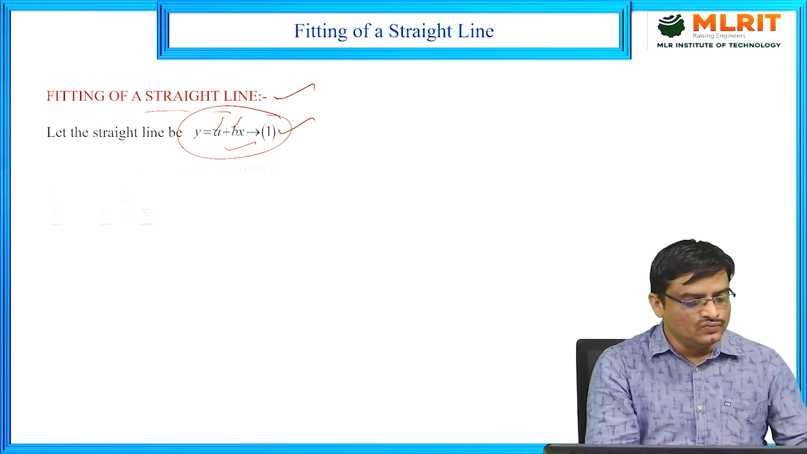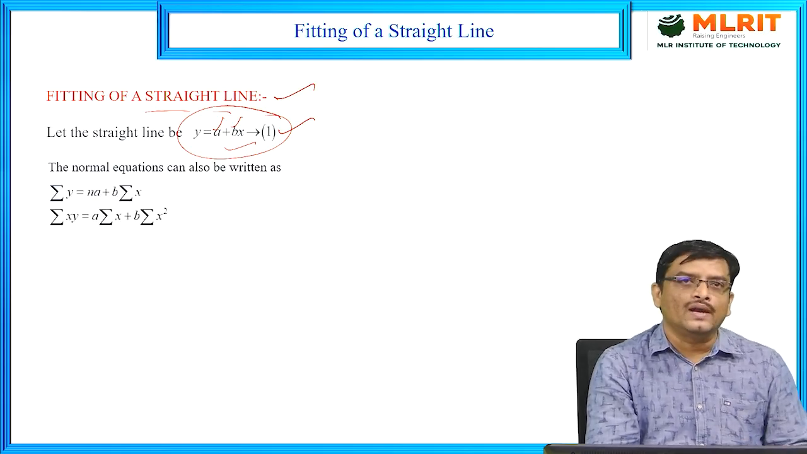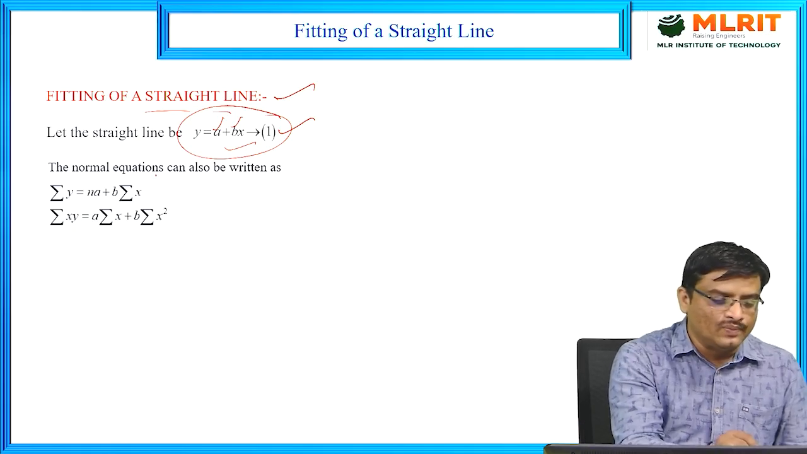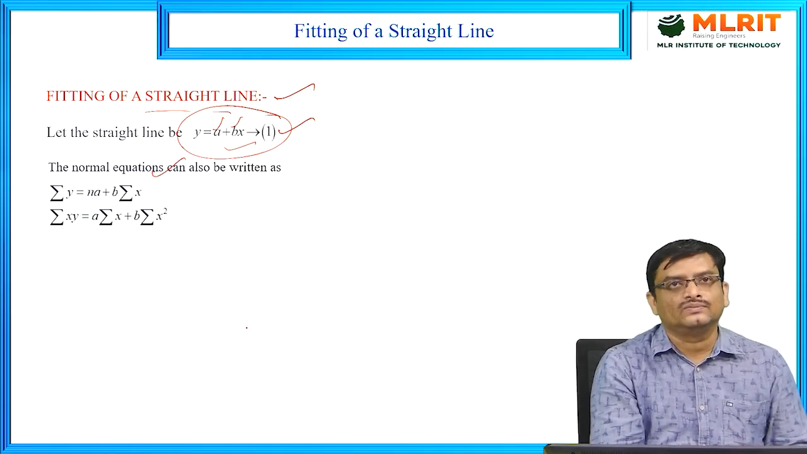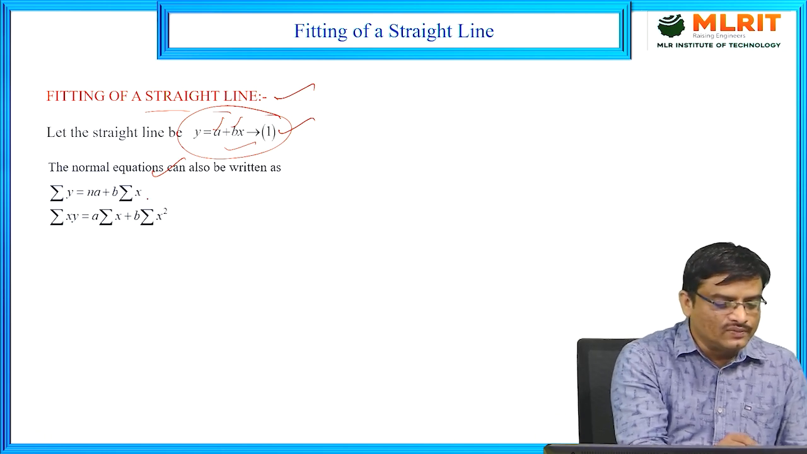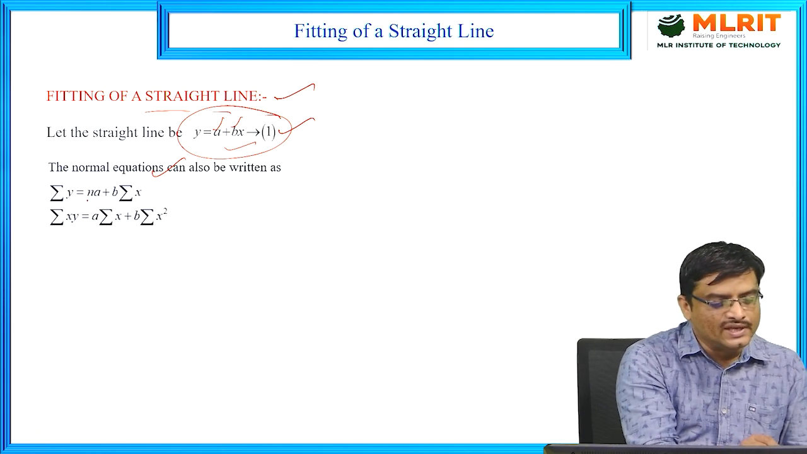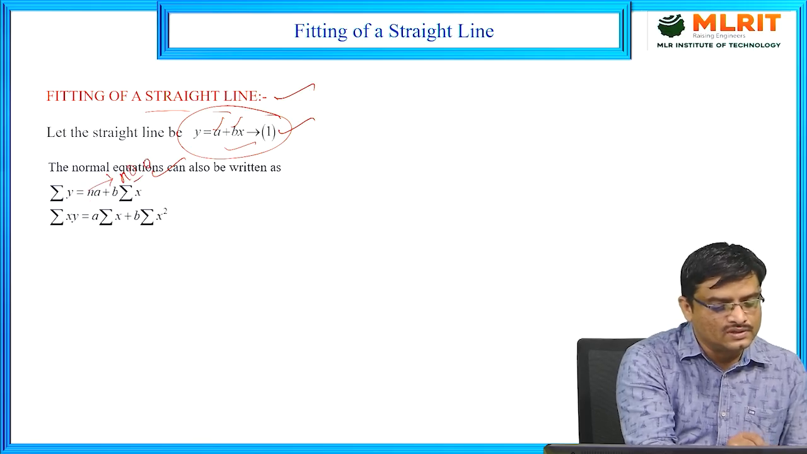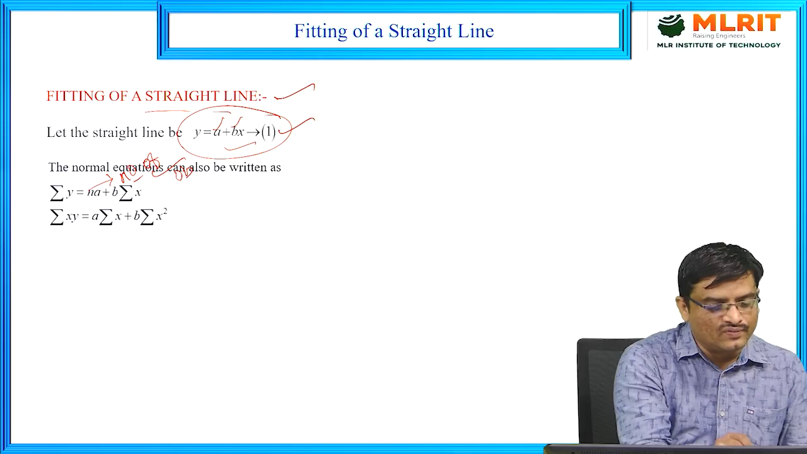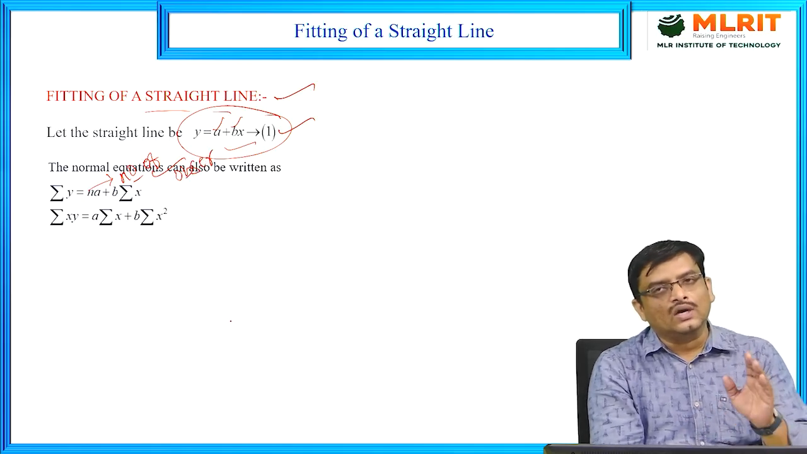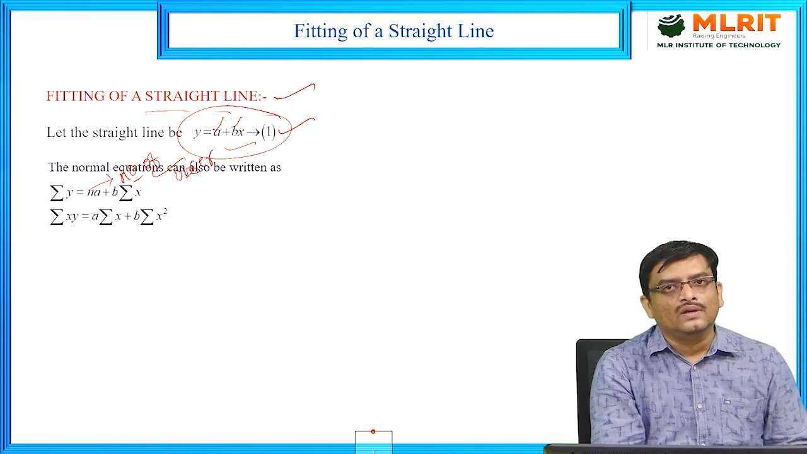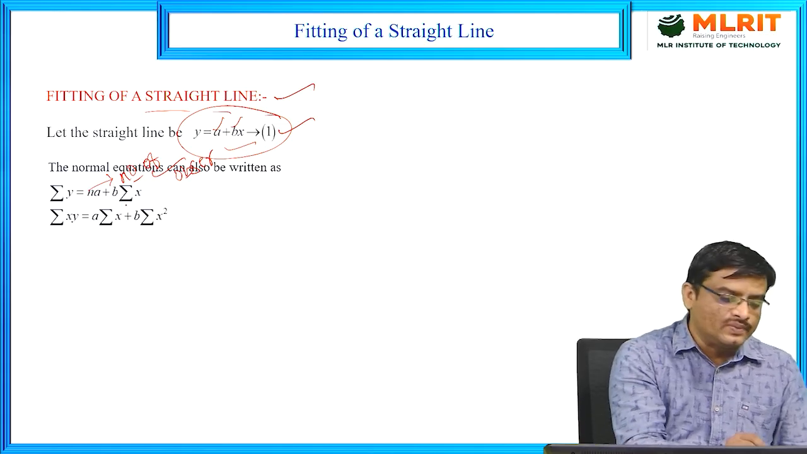Now we will see how to find those a and b values. In order to find these two unknown parameters, I want to take the help of the normal equations given by the method of least squares. So these are the normal equations here. Summation y is equal to n... Here n represents the number of observations. They will give the data; in that data, count the number of observations given, and that count is represented with small n.